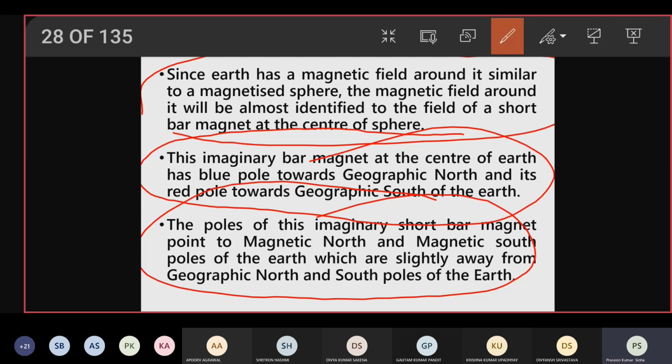And also, you must remember that this magnetism of the earth is a dynamic thing. It is changing. The difference between magnetic pole and geographic pole, what is today, was not 100 years back, and it will not be the same next 100 years. It is keeping on changing.